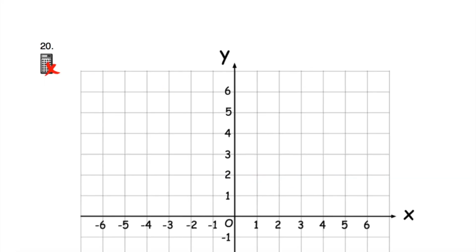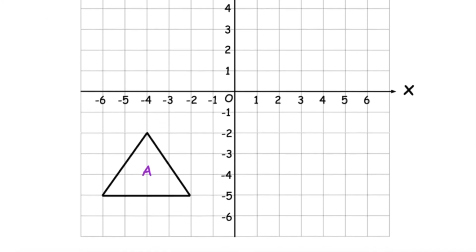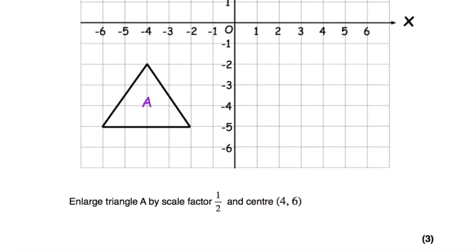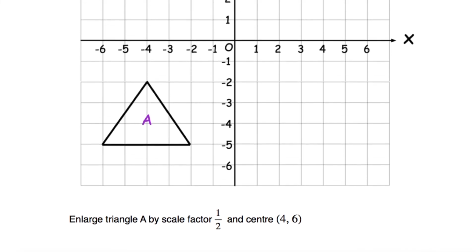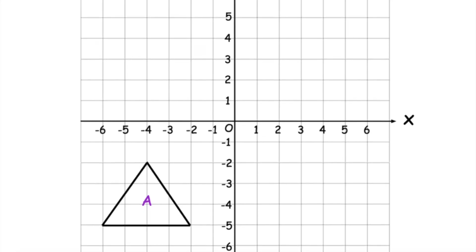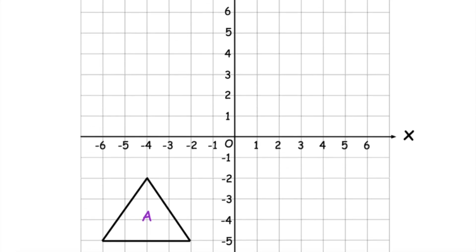Okay, so question number 20. We've got this triangle on this grid, and we're told to enlarge this triangle by scale factor 1/2 using center (4, 6). So let's find out where (4, 6) would be. So (4, 6) would be up here somewhere. Let's get our pen. And (4, 6), 4 across, 6 up, would be up there. So that's the center of enlargement.